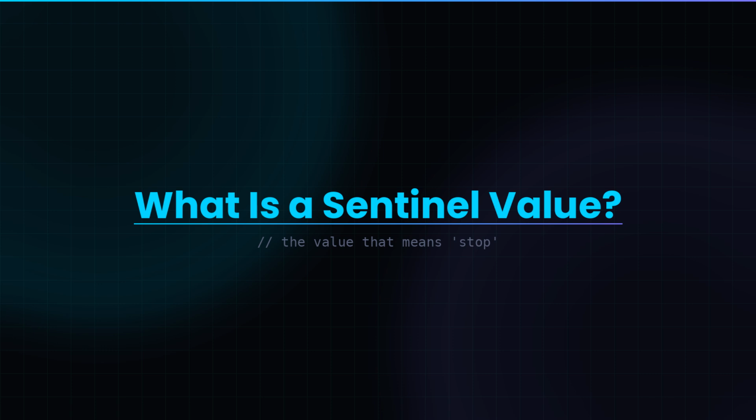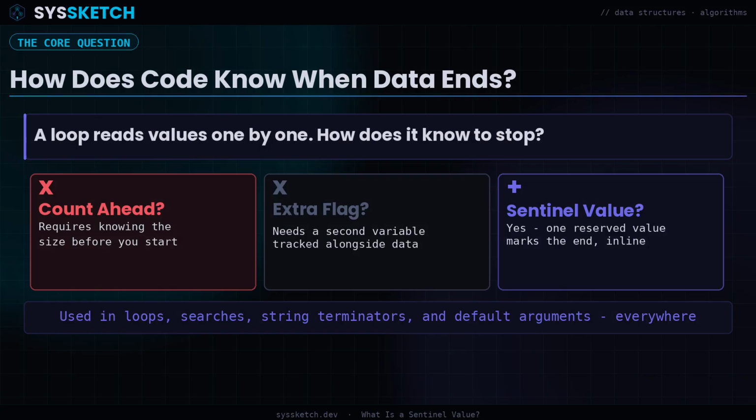It's called a sentinel value, and once you know what to look for, you'll start spotting it everywhere: in loops, in search functions, in linked lists, in default arguments you've typed 100 times without a second thought.